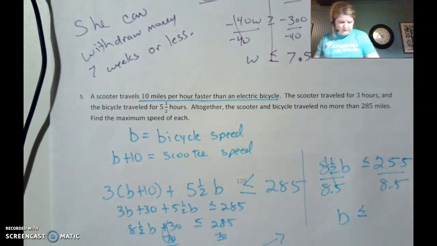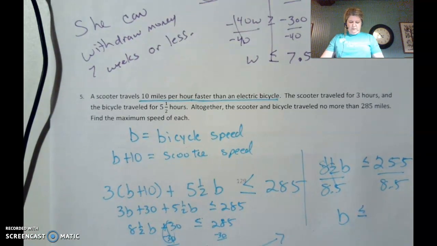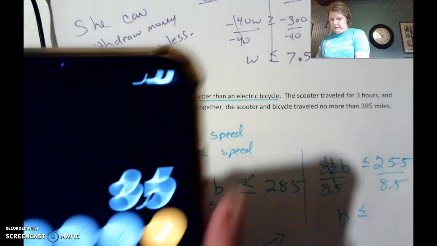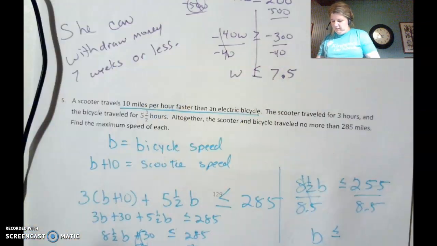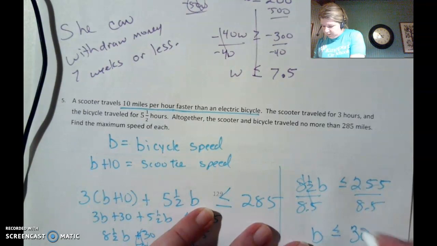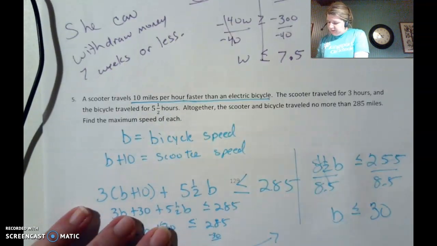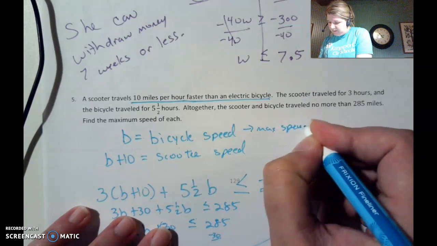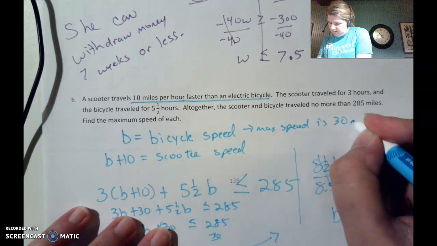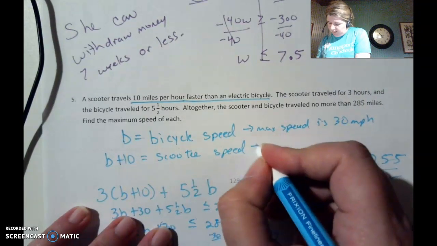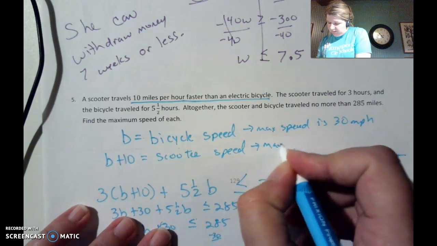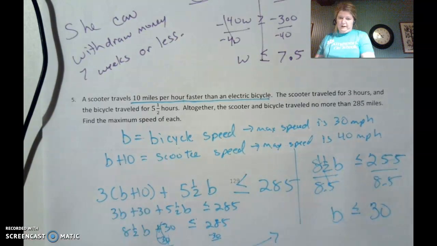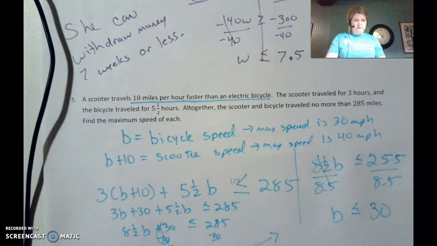And the bicycle speed is less than or equal to 255 divided by 8.5, 30. So the maximum speed here for the bicycle is 30 miles per hour, and that means 30 plus 10 is 40. The max speed for the scooter is 40 miles per hour. Okay, thank you.